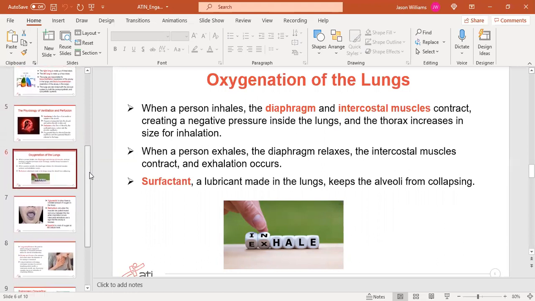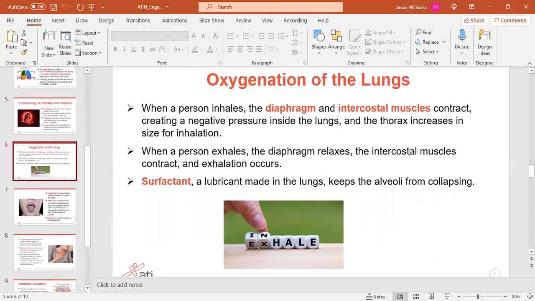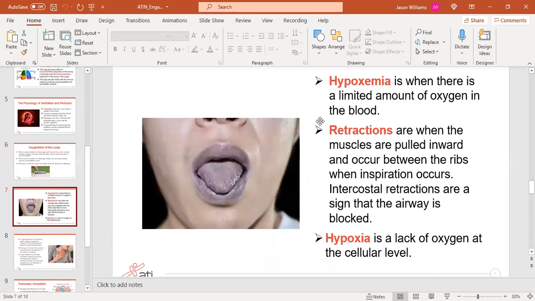Okay. And anytime your patients are using intercostal muscles to breathe, something is wrong. If patients are using accessory muscles to breathe, where you are able to actually see it, or retraction is actually occurring, there is something wrong. And it talks about hypoxemia, which is when there is a limited amount of oxygen in the blood. Hypoxemia can result in patients looking pale or bluish.